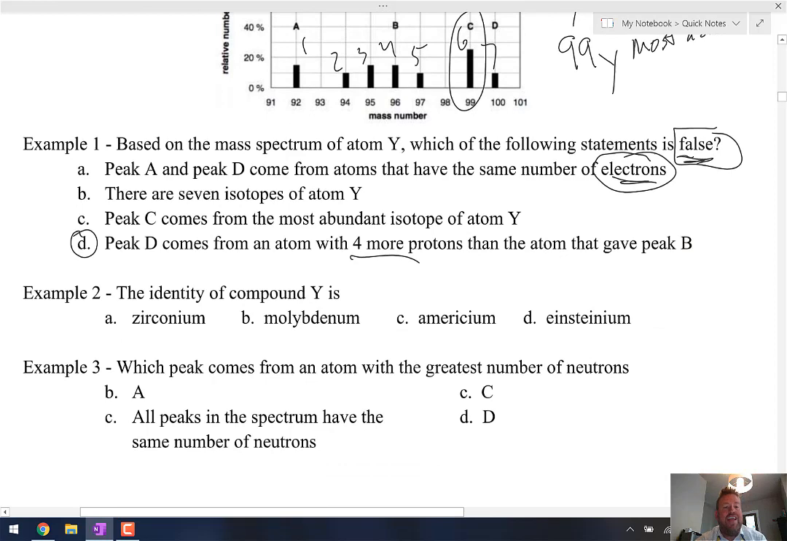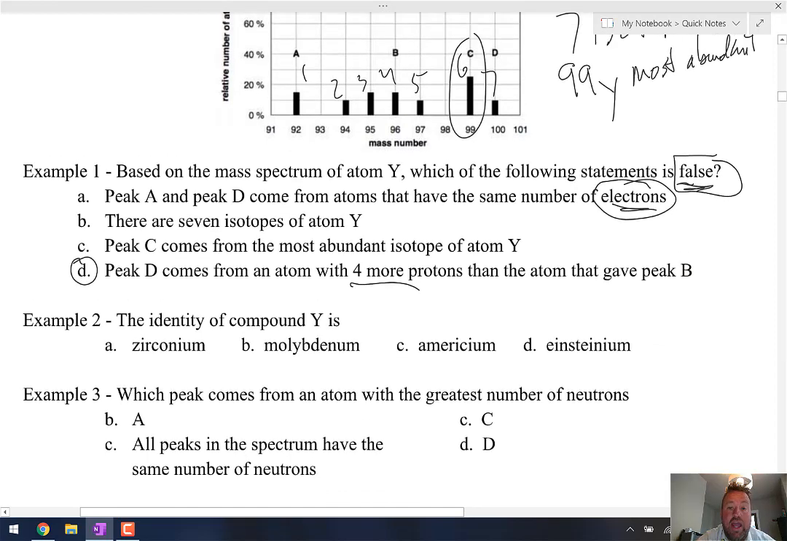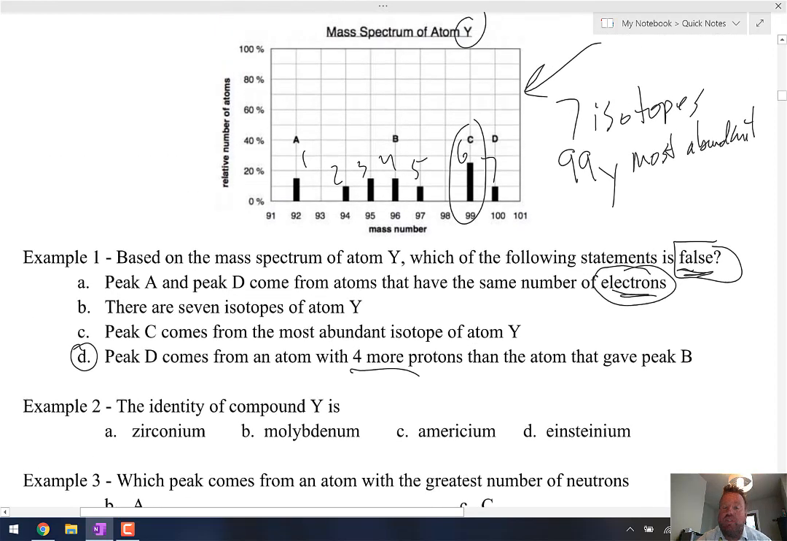Okay, example 2. The identity of compound Y is... Oh, so it's not a fake element, it's a real element. So what we need to do then is we need a periodic table. So I'm going to pull up a periodic table here. If you have one in front of you, great. If you don't, you absolutely will need a periodic table to do this.